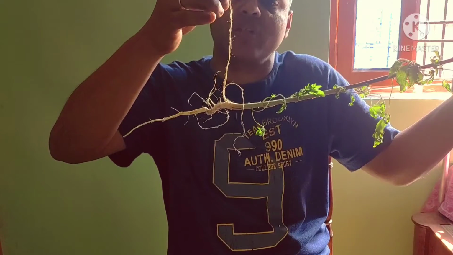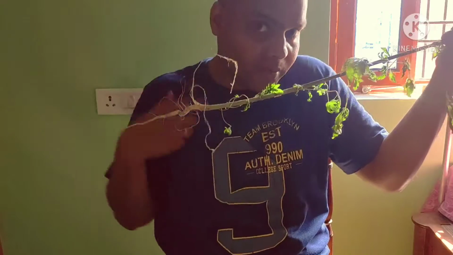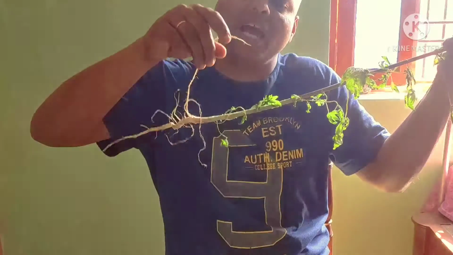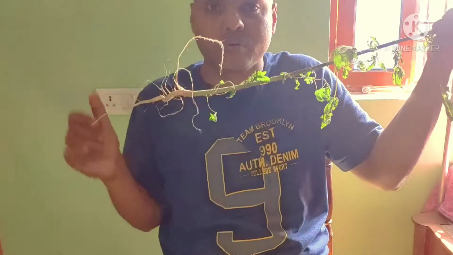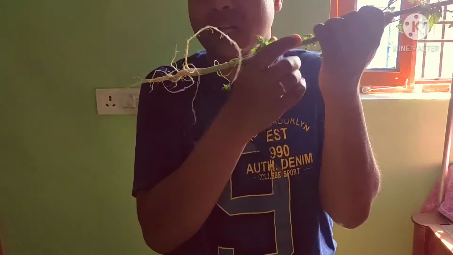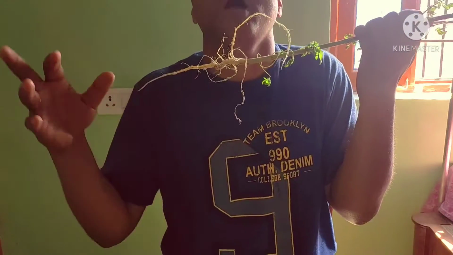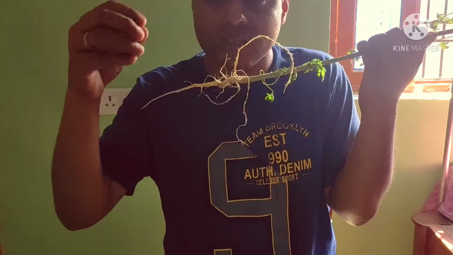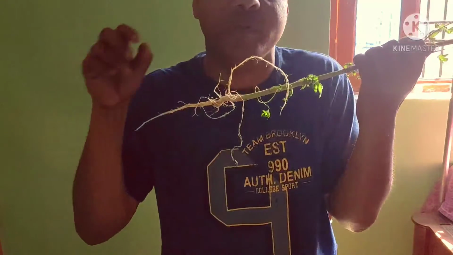Those branchings are called secondary roots. And secondary roots also have branching. That's called tertiary roots. Right, students? And then they have innumerable fine fiber-like structures that are called root hairs. And these root hairs are the major players who absorb even a single molecule of water from deep in the soil.